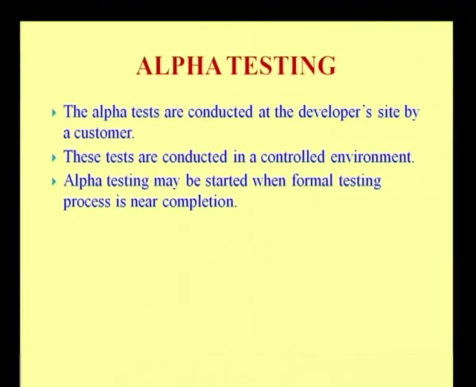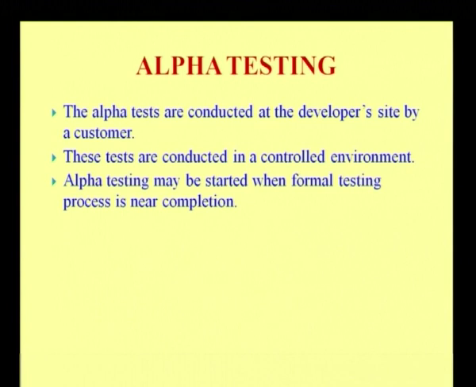The alpha tests are conducted at the developer site by a customer. Whoever it might be, if you are developing software for your own consumer or customer, the customer will sit at the developer site and will ask us to test for a certain number of parameters. Those tests we will call alpha testing. These tests are conducted in a controlled environment where the developers would have given an intention of, given this set of constraints, this program would work better.